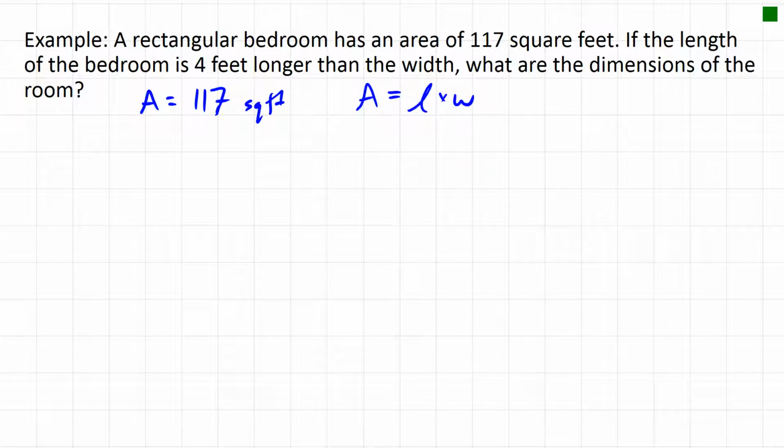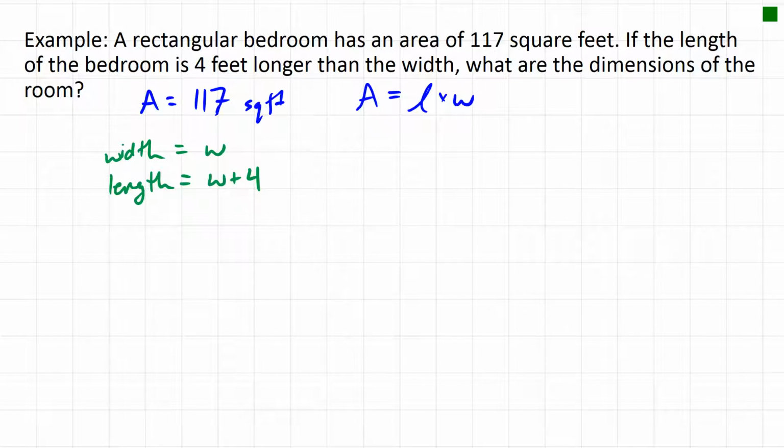So now let's see what we have in this problem. The length of the bedroom is 4 feet longer than the width. What are the dimensions of the room? So, what's the width equal to? I don't know, but I'm just going to call it W because I know that the length is 4 feet longer than that. So rather than call it L, I'm just going to call it W plus 4.